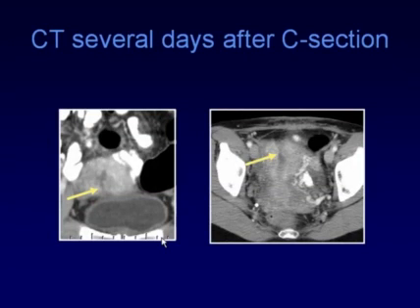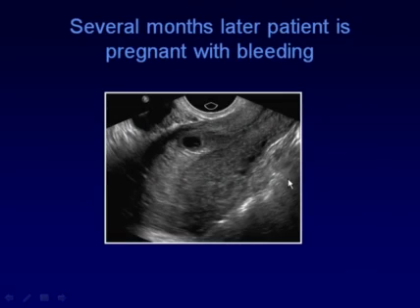This patient is another one who had had a CT scan several days after a cesarean section for unexplained fever. This is the coronal reformat showing the incision. This is the bladder. This is the axial image, and there was a fairly normal looking site of the incision. There was no complication here. Several months later, the patient returns for imaging. She's now pregnant and she's having some bleeding.